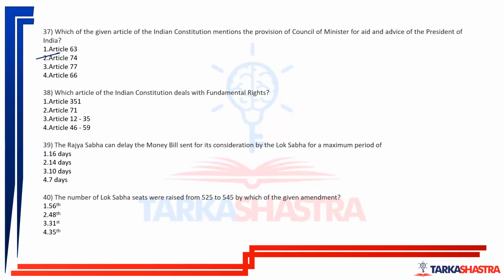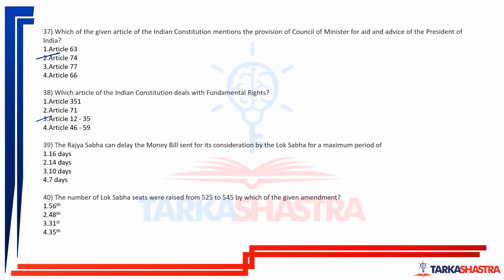Okay. Which article of the Indian Constitution deals with fundamental rights? So fundamental rights are in Articles 12 to 35, right? Article 12 to 35 deals with fundamental rights.